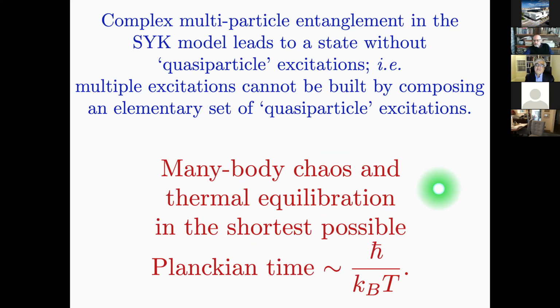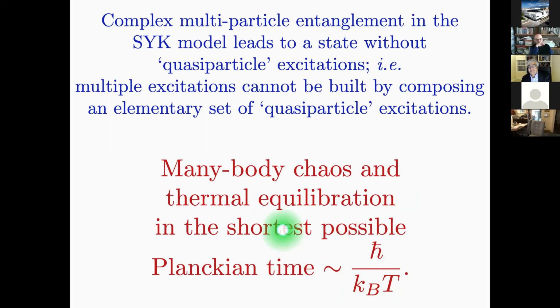Well, it turns out there's a bound on how fast this can happen. This is something I conjectured, I don't know, 25, 30 years ago. And the bound is basically this, what's now called the Planckian time, Planck's constant divided by the absolute temperature. So the claim is that no system can equilibrate as fast as this.